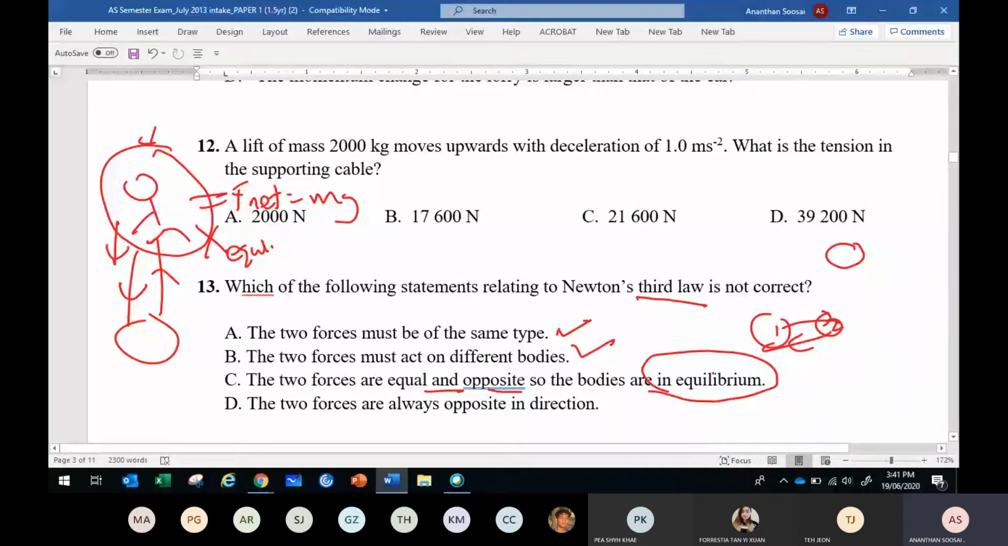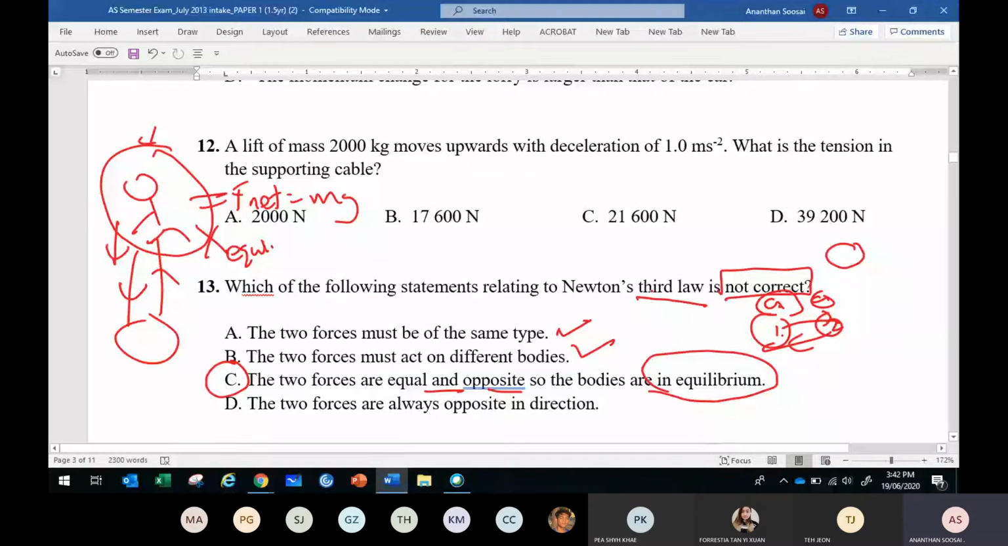Body 1 exerts a force on 2, and body 2 exerts a force on 1. Both of them may experience a deceleration due to impact. Anything with deceleration is not in equilibrium. They have a net force. So C should be the answer. It's not correct about Newton's third law.